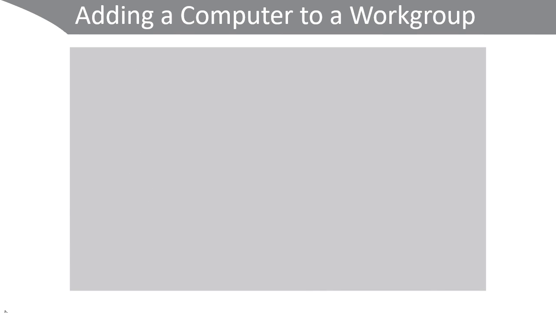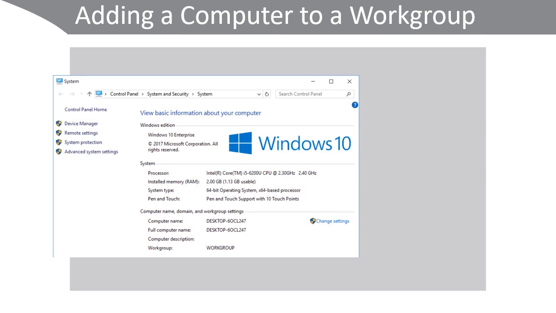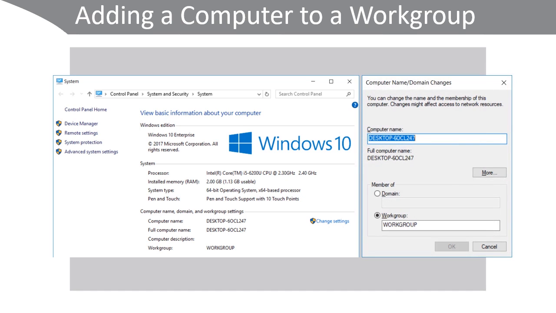To add a computer to a workgroup, open up the System Properties from Control Panel and then click Change Settings under the Computer Name, Domain and Workgroup Settings heading. In the Computer Name/Domain Changes dialog box, under the Member Of heading, click the Workgroup button and then enter the name of the workgroup and click OK.